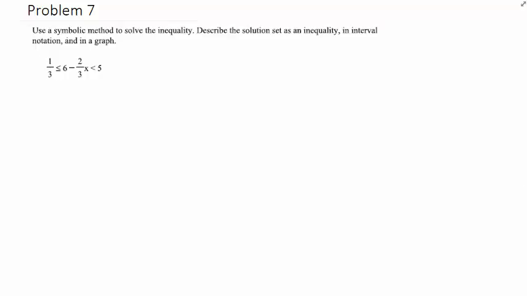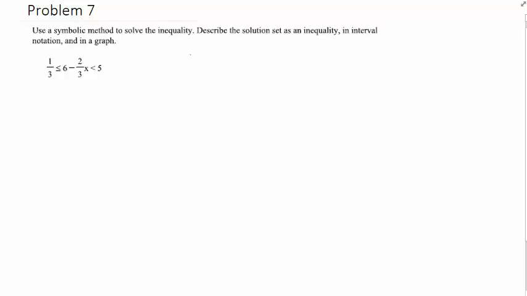Problem 7. Use a symbolic method to solve the inequality. Then describe the solution set as an inequality, in interval notation, and in the graph. So we have a three-sided inequality, and what we want to do is write that out and then work with it, using the same inequality moves where whatever we do to one side we do to the other, except we have to look at it as three sides.